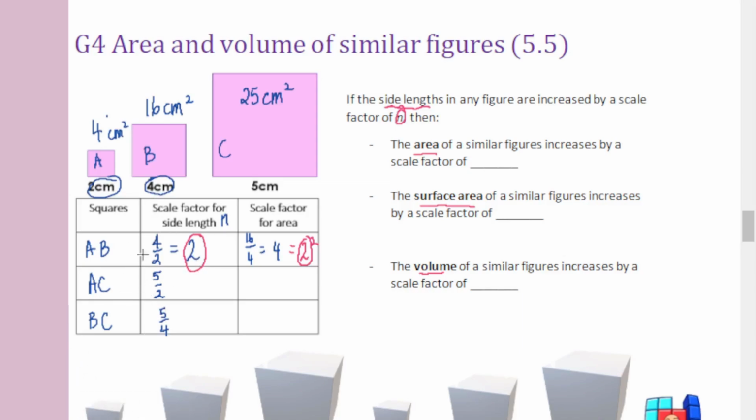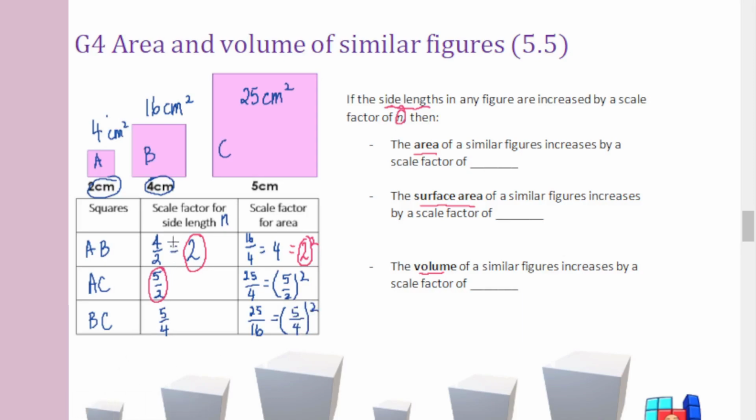So let's do A and C this time. So the area of A and C, the scale factor is 25 over 4. And 25 over 4 can be written as 5 over 2 all squared. So this pattern is again continuing. What about the last one? Scale factor for the area for B and C. So now we have 25 over B, which is 16. And yes, this can be written as 5 over 4 all squared.